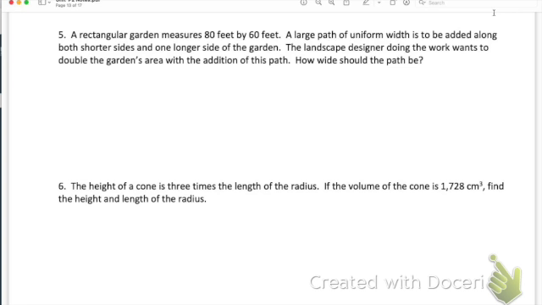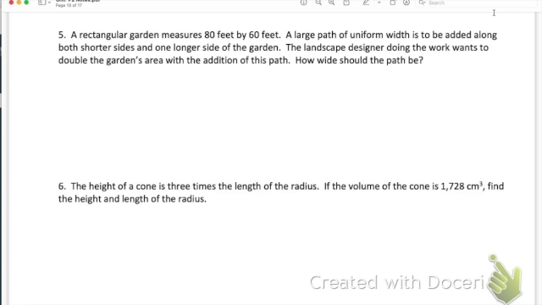So it says a rectangular garden measures 80 feet by 60 feet. A large path of uniform width is to be added along both shorter sides and one longer side of the garden. The landscape designer doing the work wants to double the garden's area with the addition of this path. How wide should the path be?